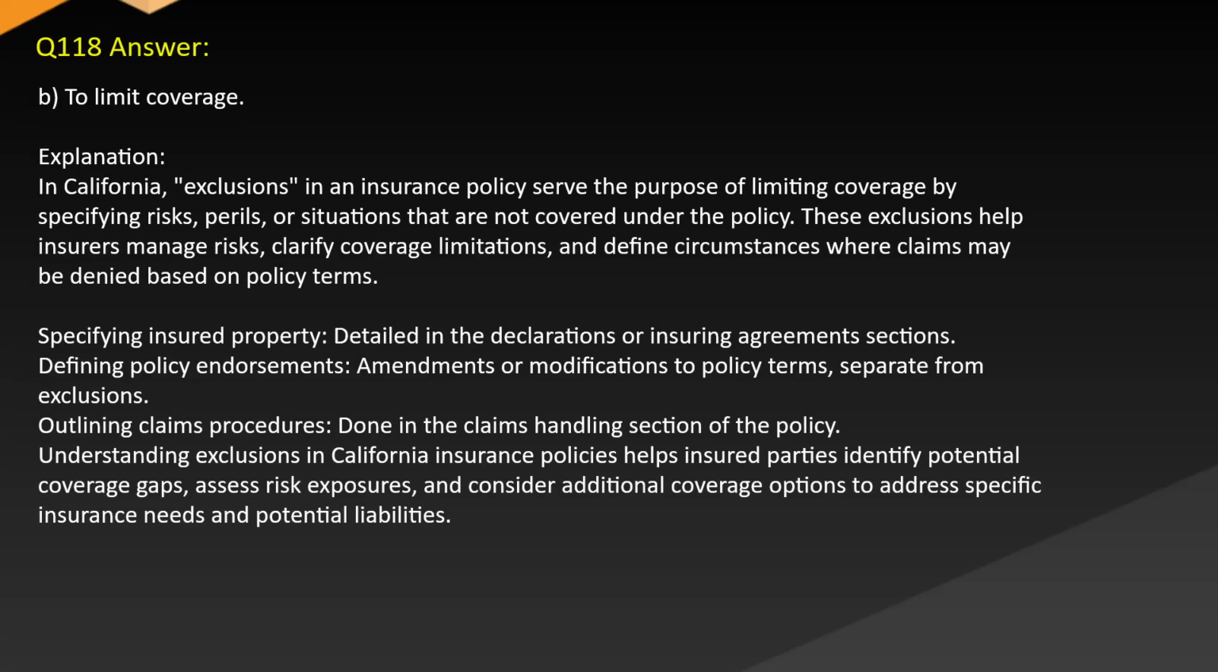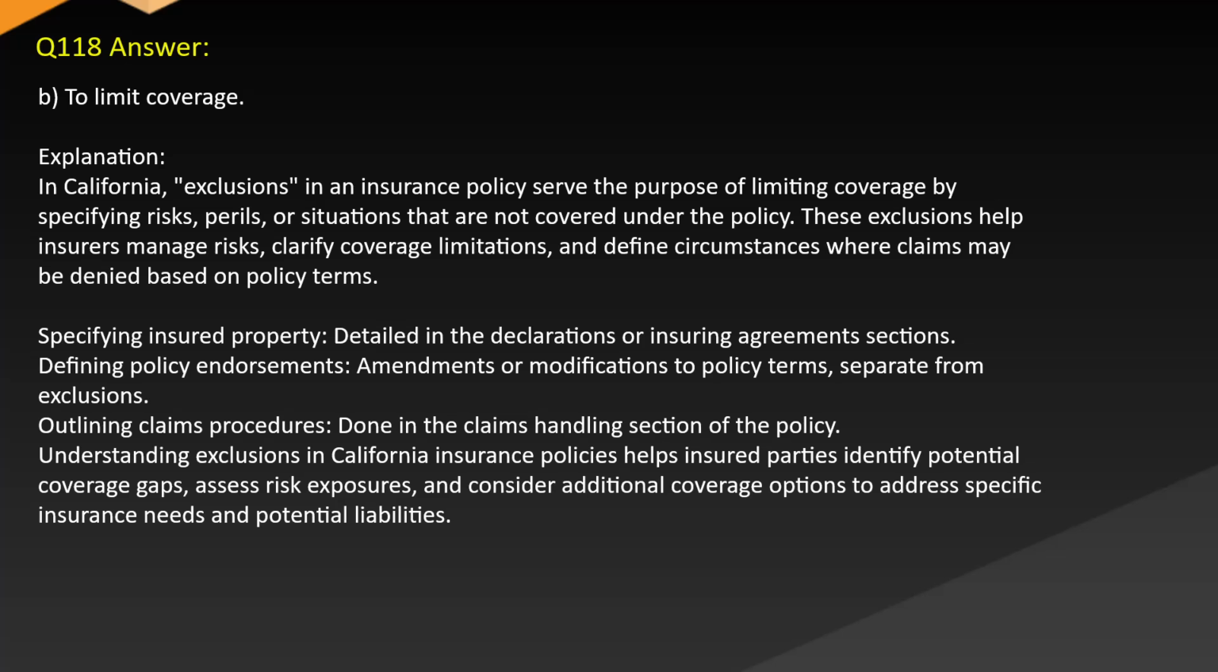Explanation: in California, exclusions in an insurance policy serve the purpose of limiting coverage by specifying risks, perils, or situations that are not covered under the policy. These exclusions help insurers manage risks, clarify coverage limitations, and define circumstances where claims may be denied based on policy terms. Specifying insured property, detailed in the declarations or insuring agreements sections. Defining policy endorsements, amendments or modifications to policy terms separate from exclusions. Outlining claims procedures, done in the claims handling section of the policy.